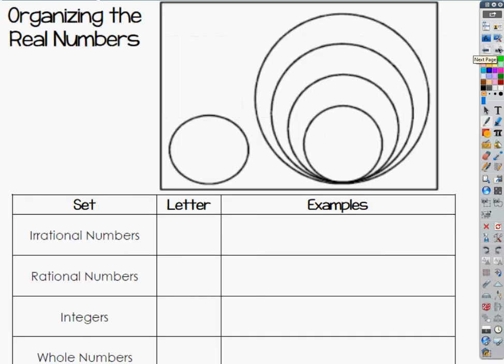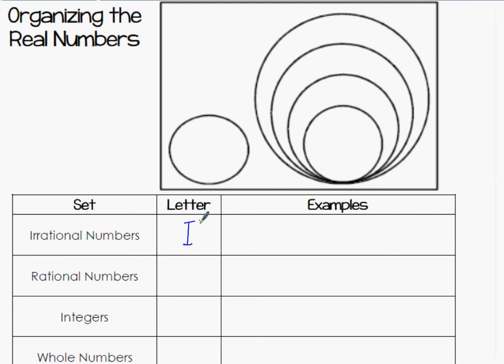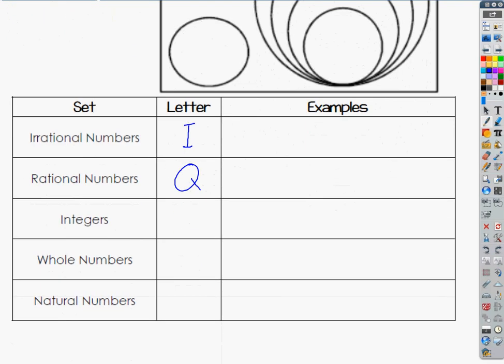Well, the real numbers we call R. We're going to do this just a little bit different in our notes. Instead of using a Q prime, we use a capital I for the irrational numbers. We use a Q for the rational numbers. The integers we're going to call capital Z. The whole numbers we call capital W, and the natural numbers we call capital N. So just slightly different than the last example.